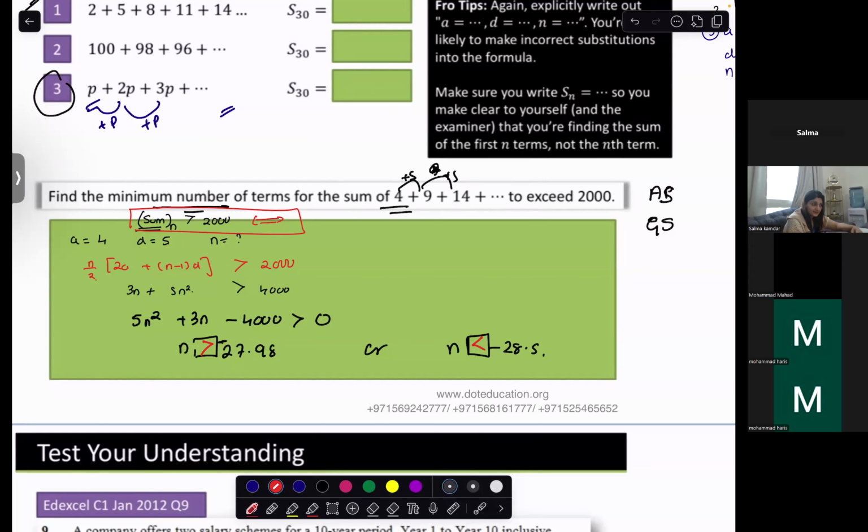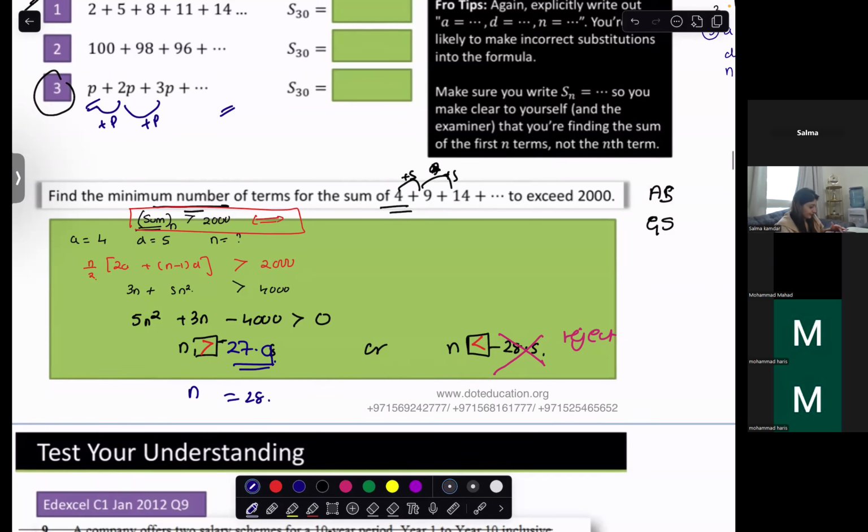Can n be negative? No. So I will reject this part. Now, can I take 27.9? We don't take decimals for the number of terms, so you round it off to the next whole number. So your n would be 28. I hope you're with me.